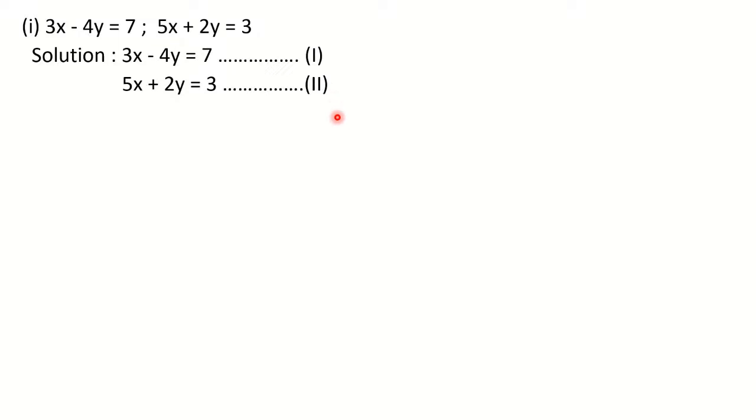Now let us move towards the next step, that is to observe the coefficients. Observe the coefficients of x in both the equations. Here you will find that the coefficient is 3 and here it is 5. They are different, they are not equal. Similarly for y also, don't think about the signs, only see the numbers. Here you have 4 and here you have 2. So again they are not equal. So here we need to multiply and equate the coefficients.